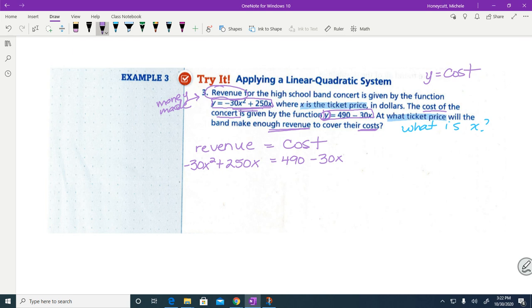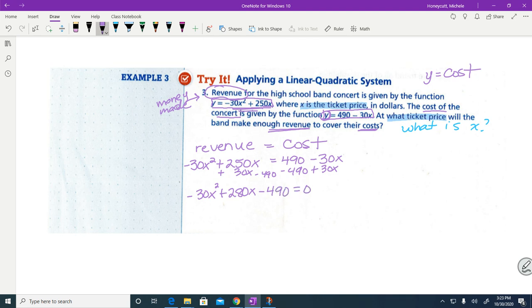So I'm going to solve this equation. Let's get it in standard form and see what we have. I'm going to add 30x to both sides on the like terms, and then I'm going to subtract 490 on both sides. So then I'll have negative 30x squared plus 280x minus 490 equals 0.